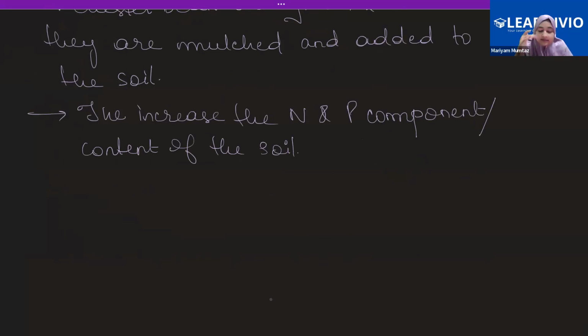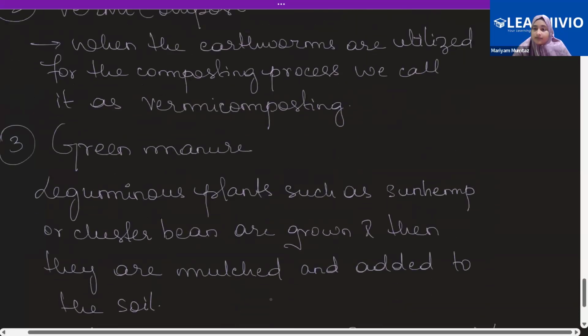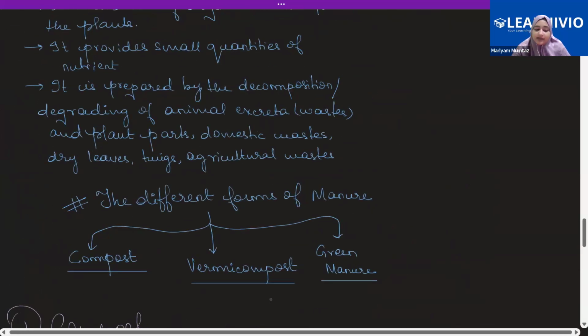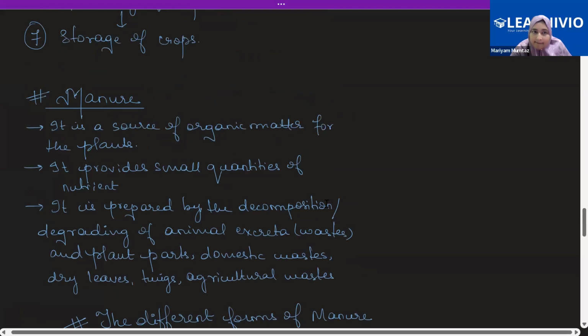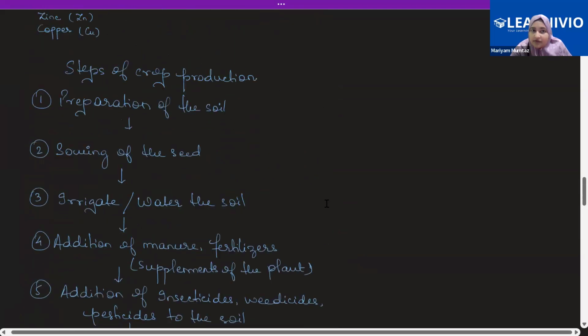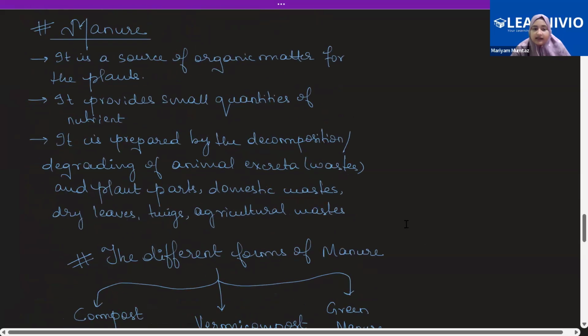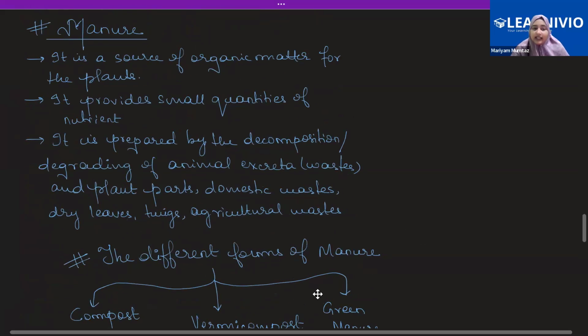Any doubts up until now? Okay. So what is the last thing you people have written? Stages of production? Steps of crop production. Yeah, it has been completed. We have to start from manure, right? You can write it now. Then we'll talk about fertilizer.